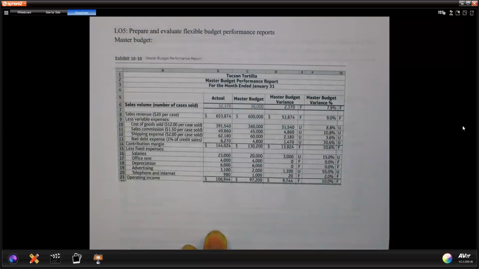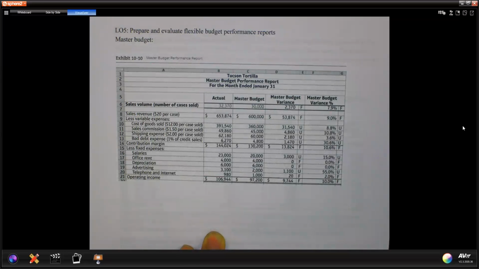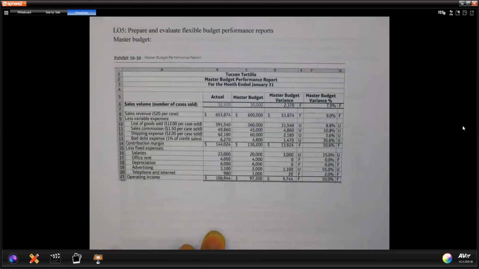Hello everyone, welcome back. This is Accounting 210. We are continuing with Chapter 10, Performance Evaluation. So today we talk about the budget, right? We talk about flexible budget and also the variance.